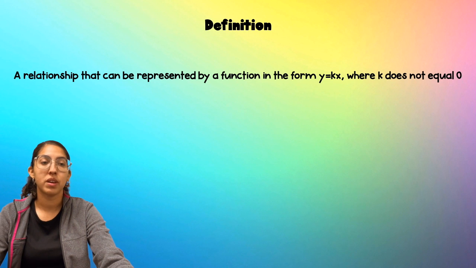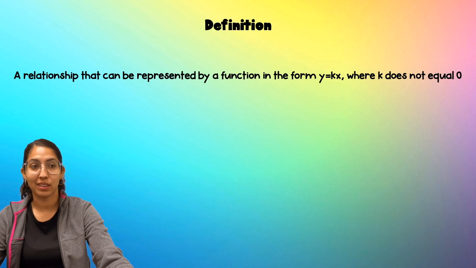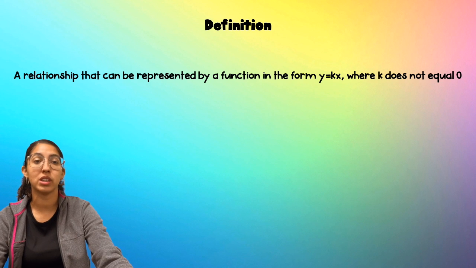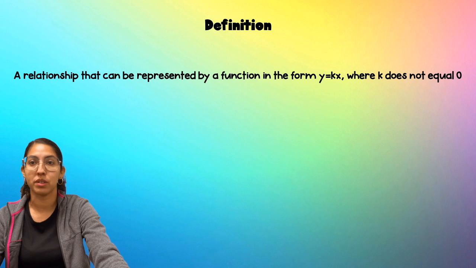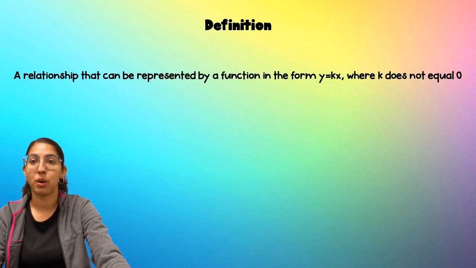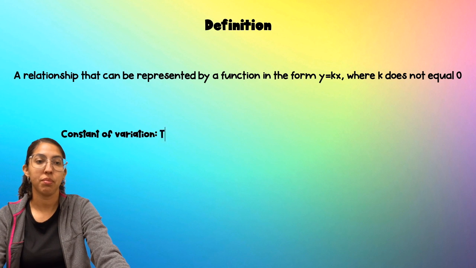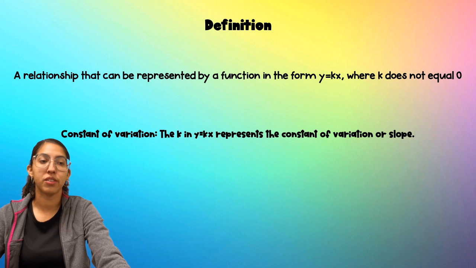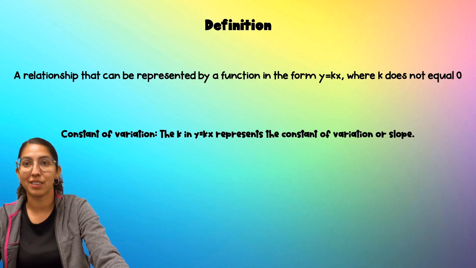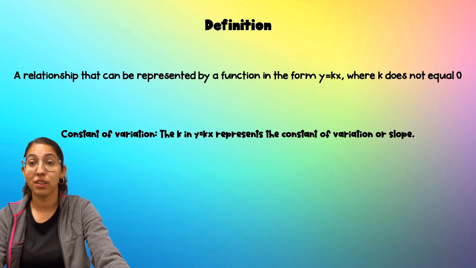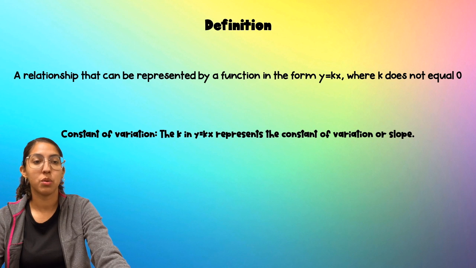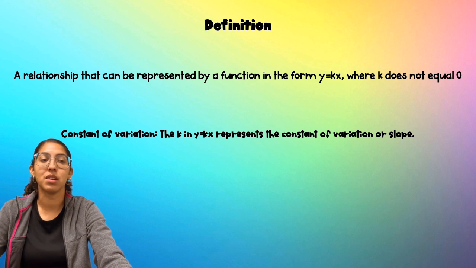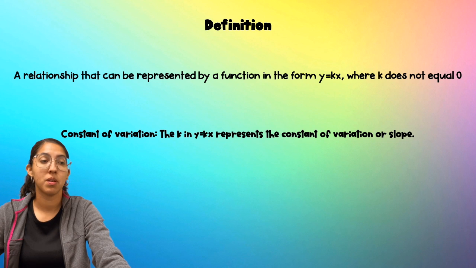A relationship that can be represented by a function in the form y equals kx, where k does not equal 0. So before with slope-intercept, we were doing y equals mx plus b. Now we're looking at y equals kx. Constant of variation is the same thing as your slope. Definitely write that down. It'll be on your next test. The k in y equals kx represents the constant of variation or slope.